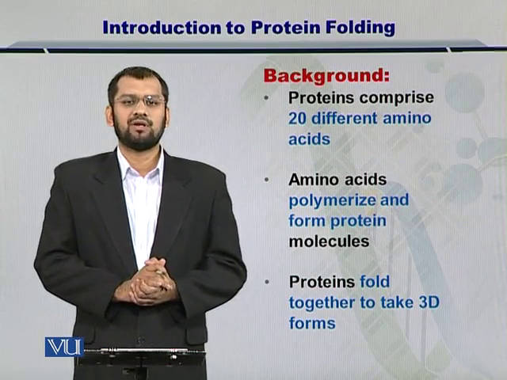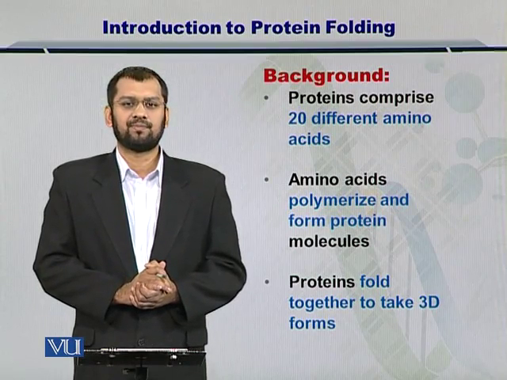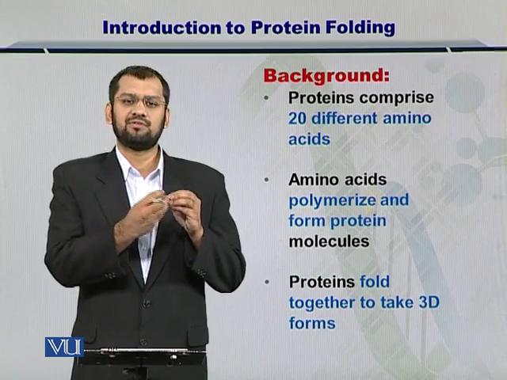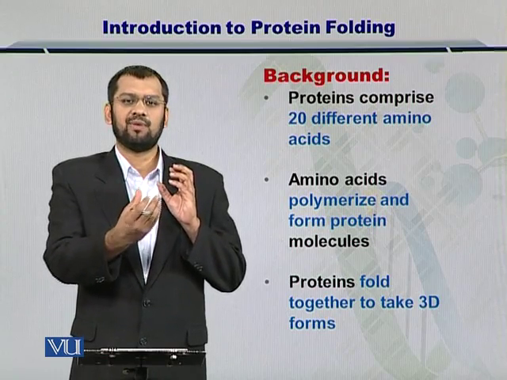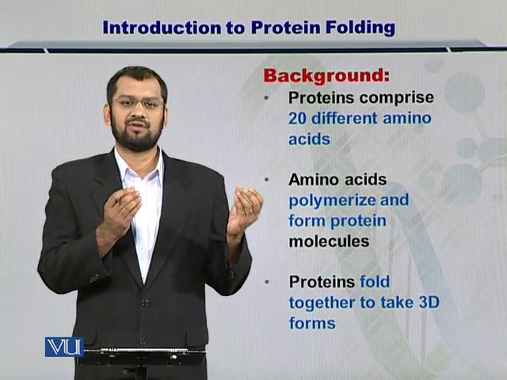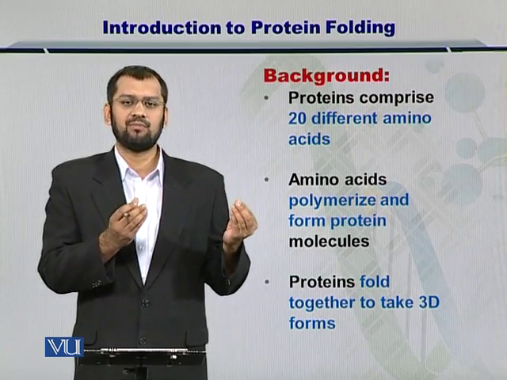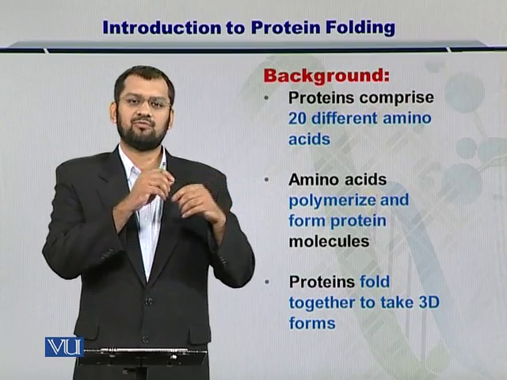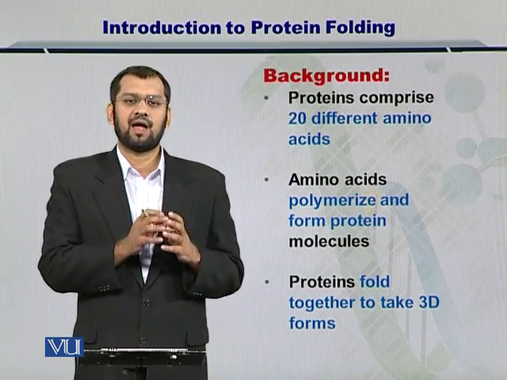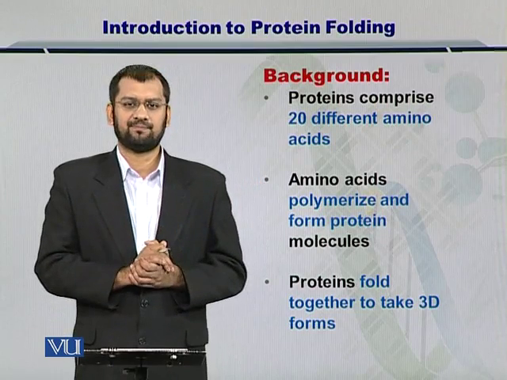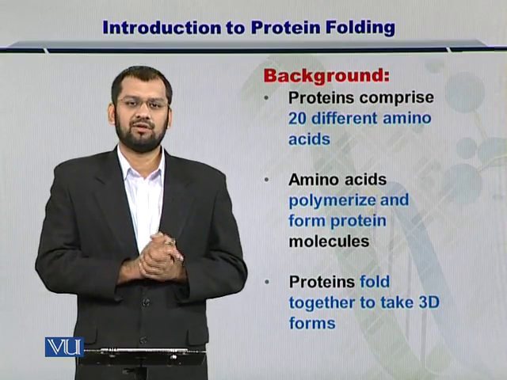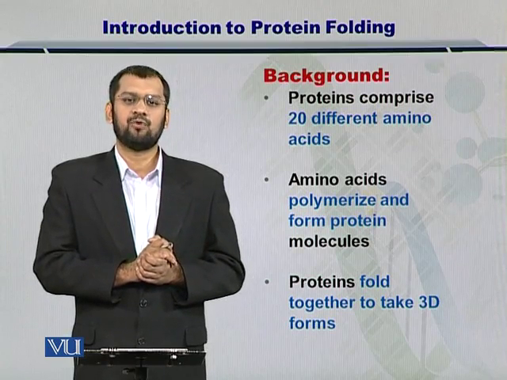You know that there are 20 different kinds of amino acids, and that these amino acids come together as beads and polymerize to make chains. Once these chains of amino acids, or polypeptides, are formed, they fold upon themselves and take 3D packed structural forms. These structural forms are formed during the process of protein folding.